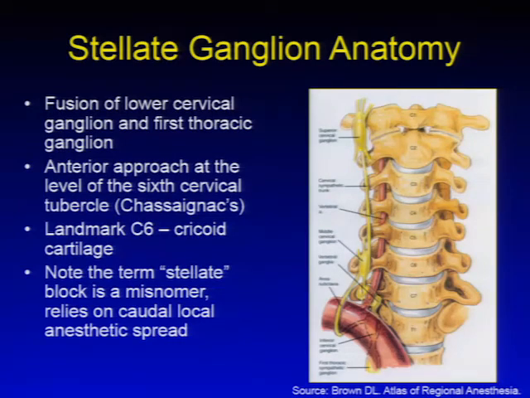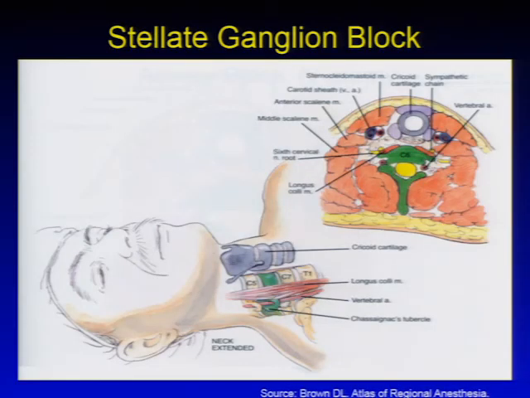The stellate ganglion is actually located below. It's a misnomer in that where we place the block relies on caudal spread. As you can see here is the C6 region whereby the nerve block is placed. Here are some accompanying structures that need to be avoided, such as the vertebral artery. We'll go through all of the complications of a stellate ganglion block in just 1 second.